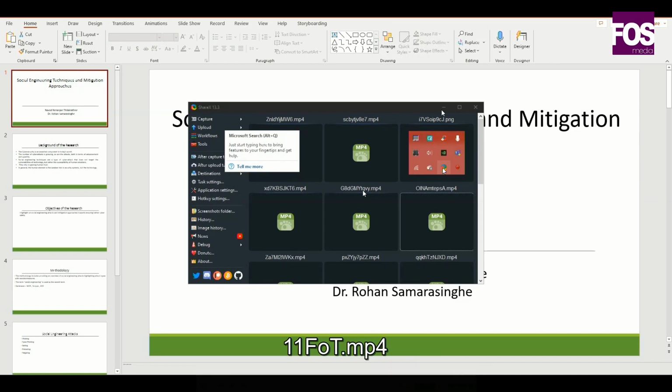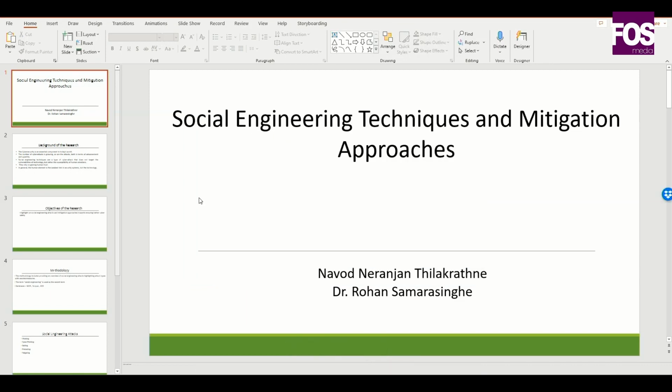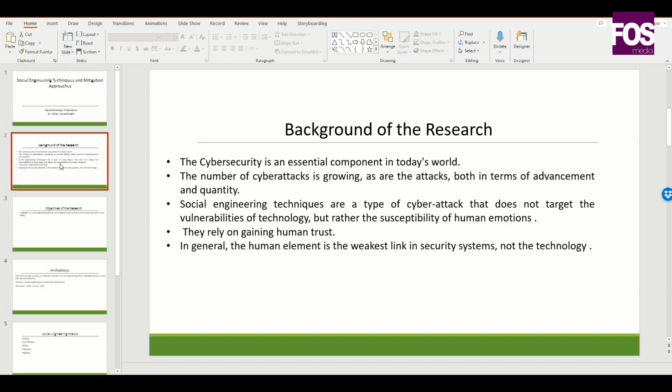Good afternoon everybody. This is regarding the abstract that we have submitted about social engineering techniques and mitigation approaches. In the background of the research, we all know that cybersecurity is an essential component of today's world, because a lot of cyber crimes are happening and cyber criminals are there, and the number of cyber attacks is growing and the threat is imminent. On the other hand, these cyber attacks grow both in quantity and in their attack techniques. Day by day they are using more advanced techniques.